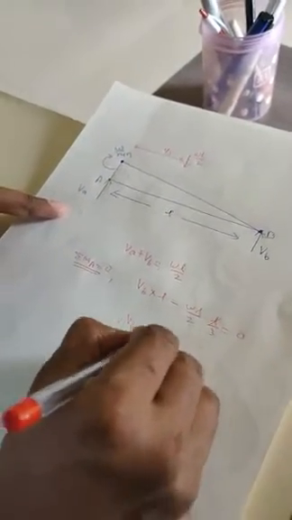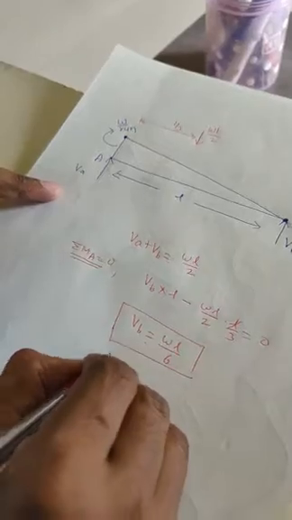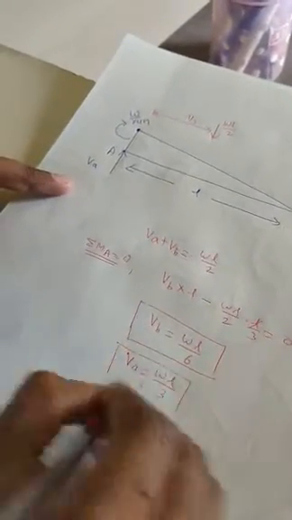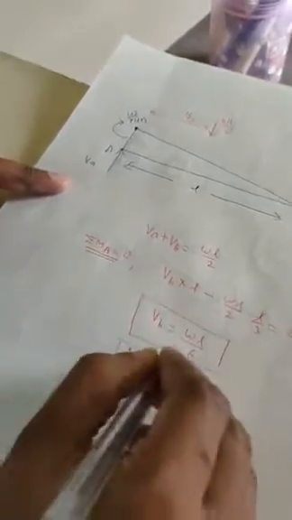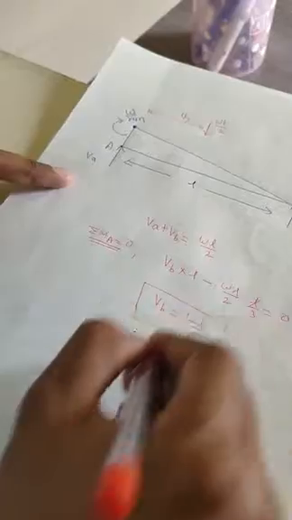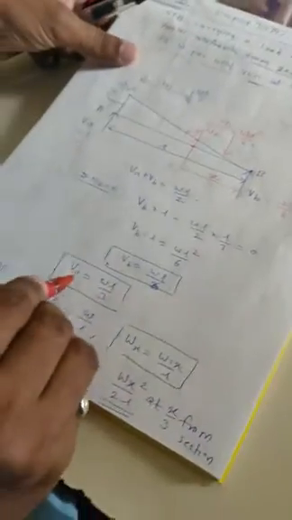It becomes WL by 6. Put this VB in this equation, then VA will come out as WL by 3. You can calculate it mathematically and you will get these reaction values. Once we get these values, we put them at VB and VA. The same is shown here in this figure. After calculating the values of VA and VB, they are put here.